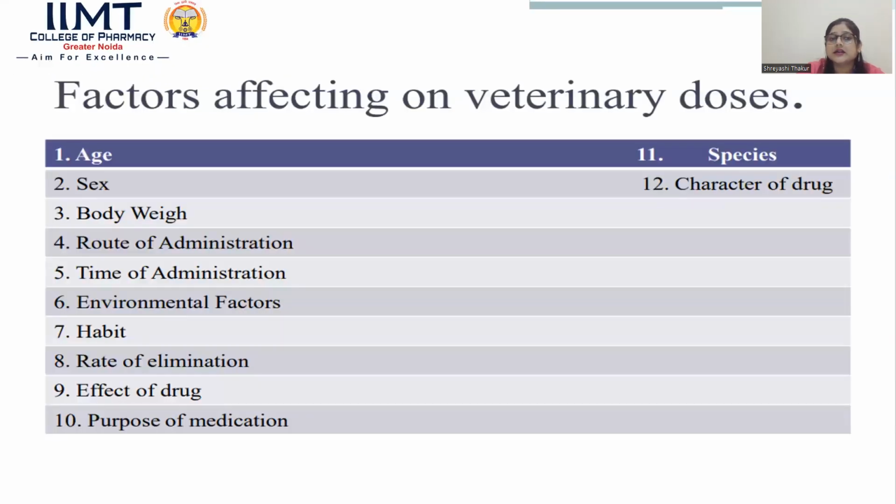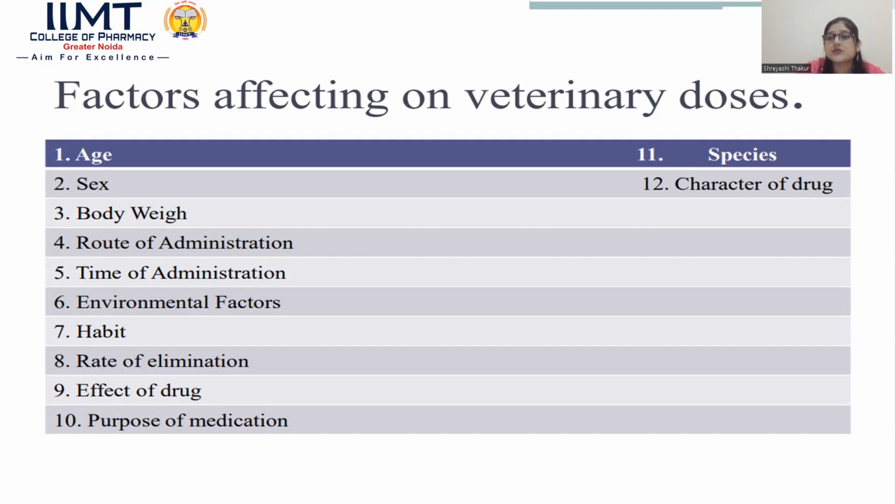Then on the next slide, the various factors that affect the veterinary dose are given. There are 12 points that can affect the veterinary dose of animals. First one is age, sex, body weight, route of administration, time of administration, various types of environmental factors, the habit of the animals, rate of elimination, effect of drug on the animals, purpose of medication, various types of species, and character of drugs.